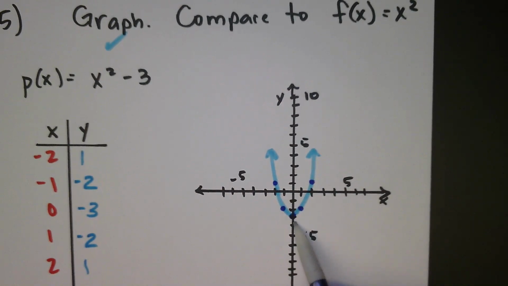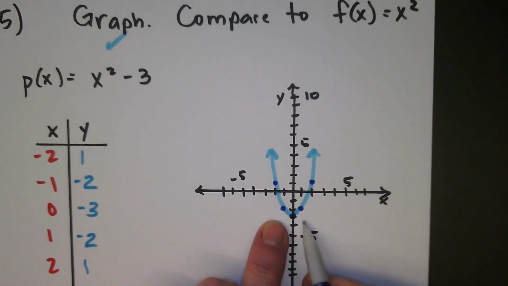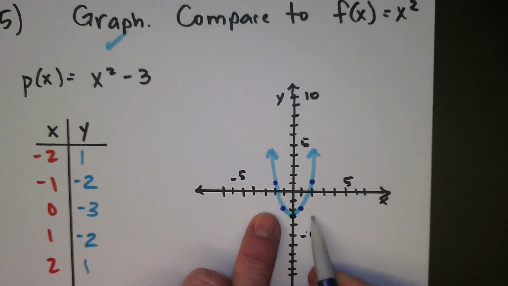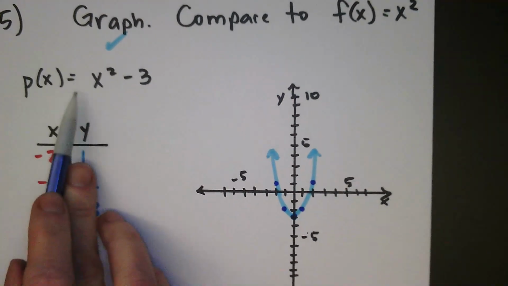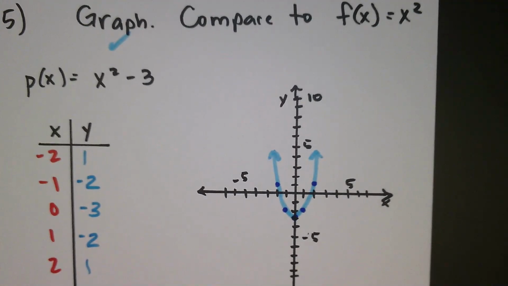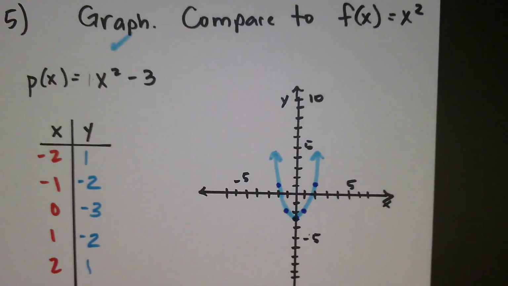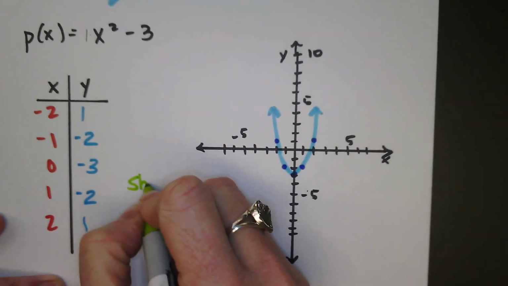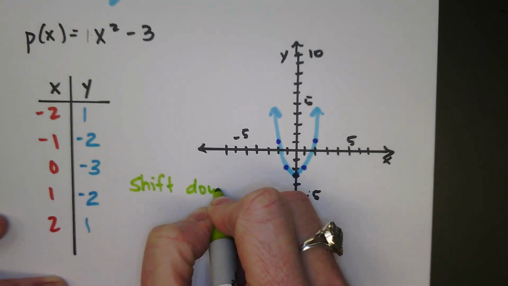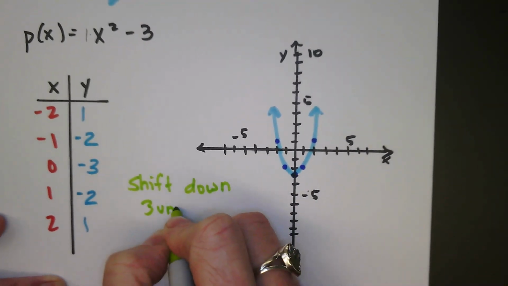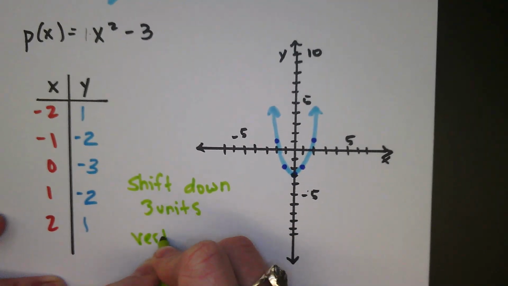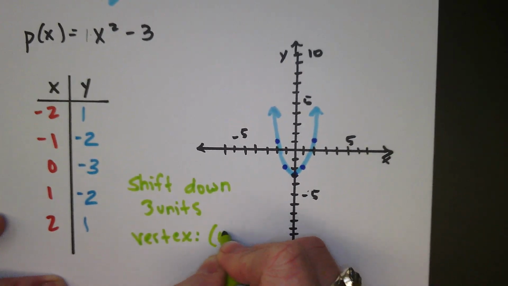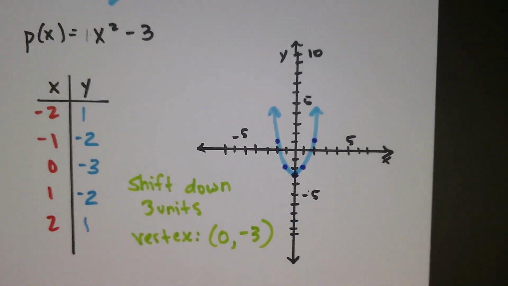And it has shifted down 3. But to the left and right, we're still going up 1, right and left 1, up 1, right and left 2, up 4. There is no stretch, shrink, or reflection, and that is because the multiplier out here is 1. So really the only thing that has happened relative to the parent function is that we have a shift down 3 units, making the vertex at 0, -3.